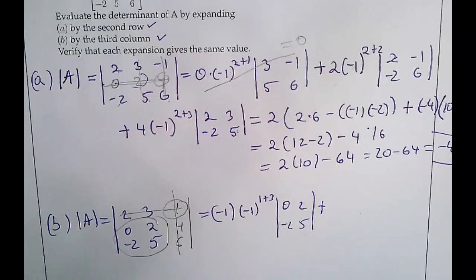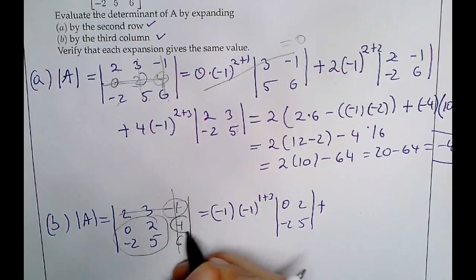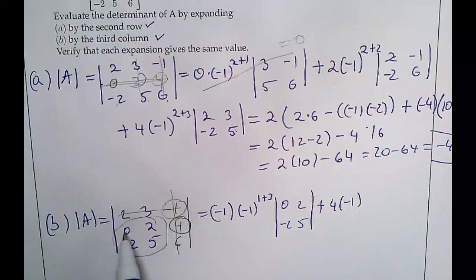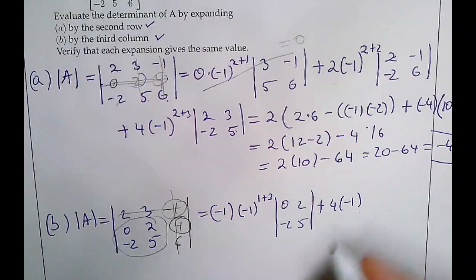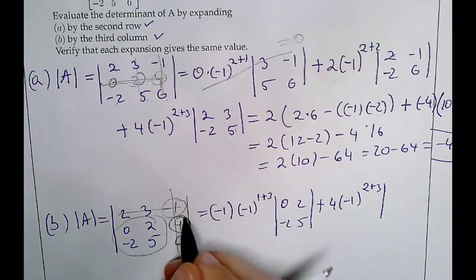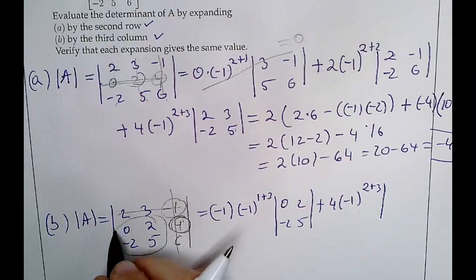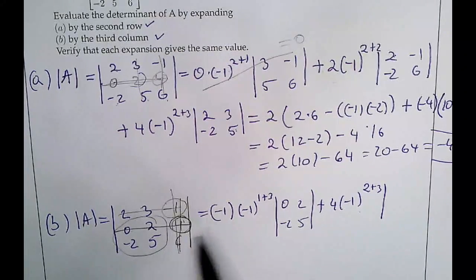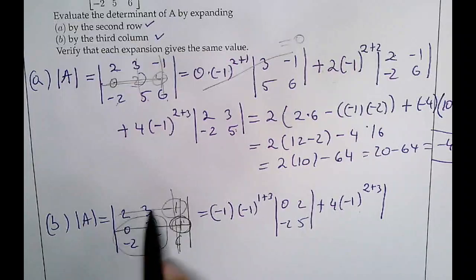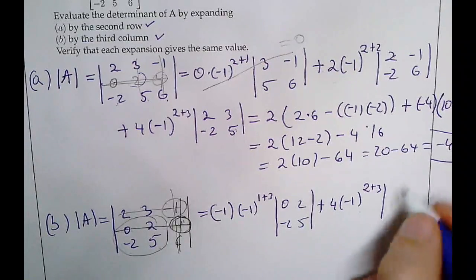Now plus, I'm going to go to the second element, which is 4. So 4 times negative 1, what is the index for 4? It's going to be row 2, column 3. So 2 plus 3 times the minor. So if I was to remove row 2, column 3, because I'm looking at this element that is in row 2 and column 3. So if I remove the row and the column, I have left 2, 3, negative 2, 5.